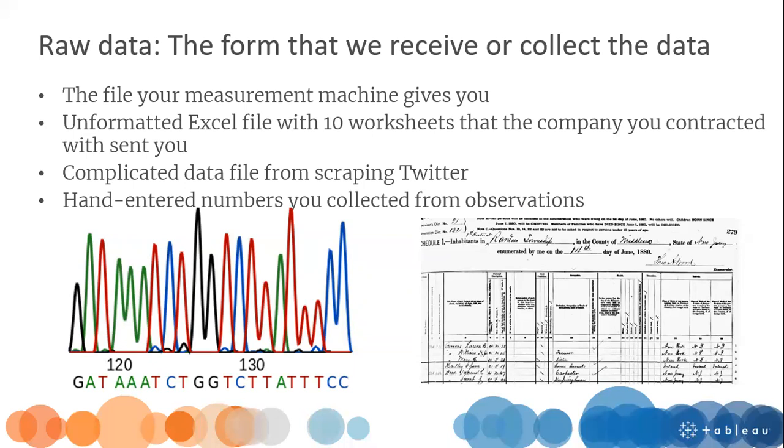It could be an unformatted Excel file. It could be worksheets. It could be, in this case, you see a Census Bureau handwritten document. It could be whatever the raw data is that people hand you and say, here's my data.